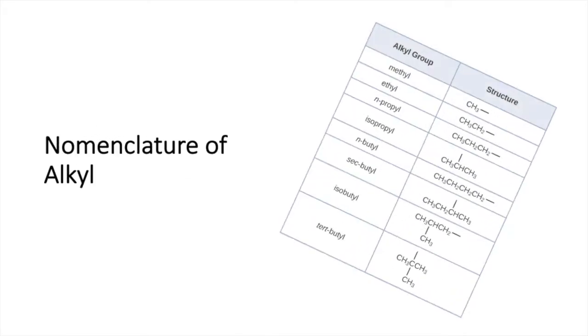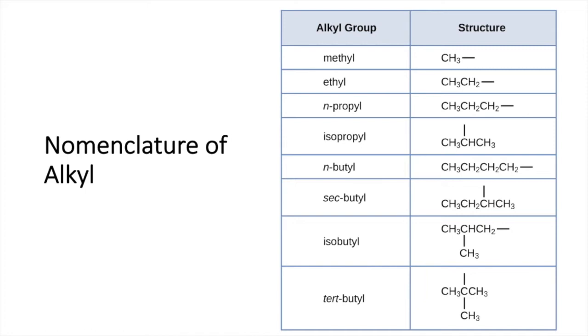Nomenclature of alkyl. When it has only one C, it is called methyl. When it has 2 C, ethyl. When it has 3 C, normal propyl. As you can see from this picture, this is a straight chain without branches, and it is called normal propyl or n-propyl. And this is propyl where the chain is connected at the secondary C, so it is called isopropyl.